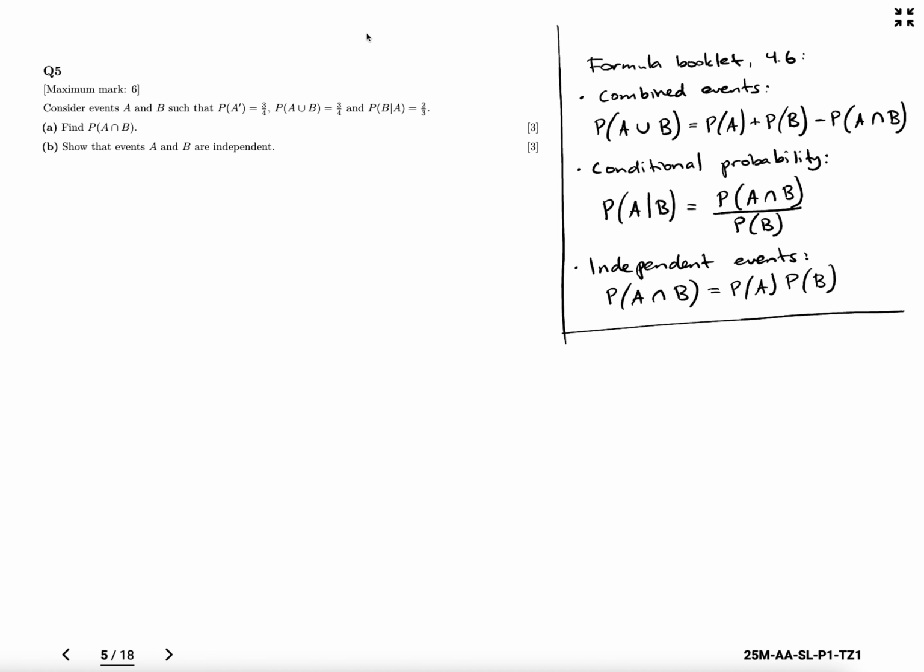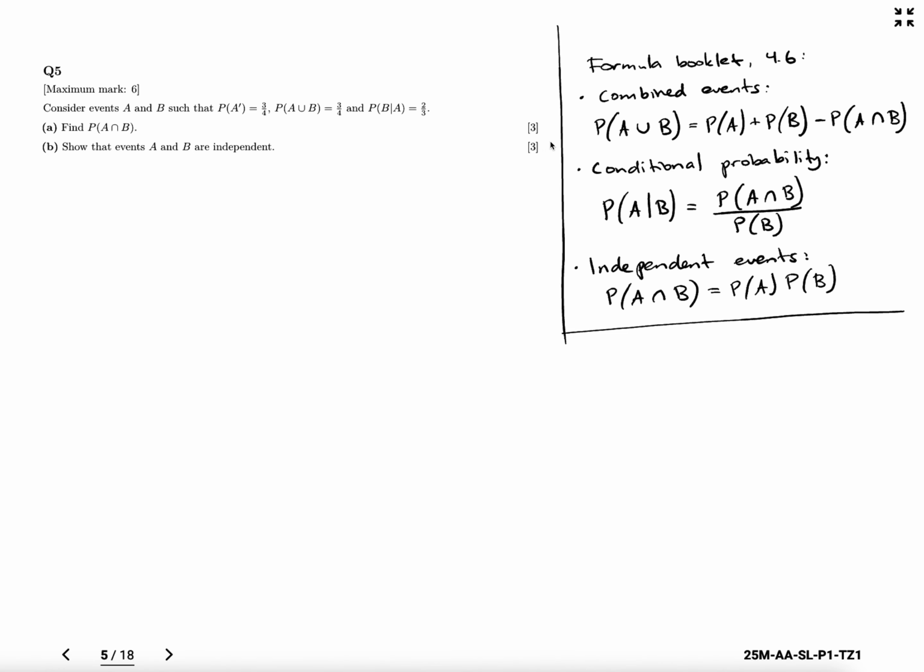Okay, so let's look at question 5, which is a 6-mark question. It says, consider events A and B such that the complement of A has a probability of 3/4, A or B or both has a probability of 3/4 as well, and the probability of B given that A has occurred is 2/3. And we have to find the probability of A and B.